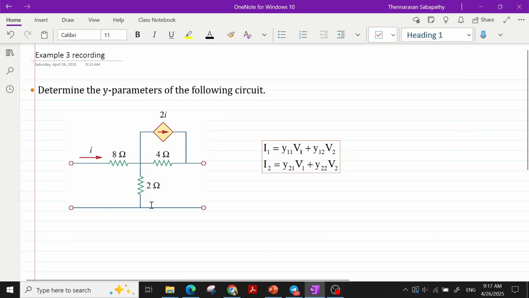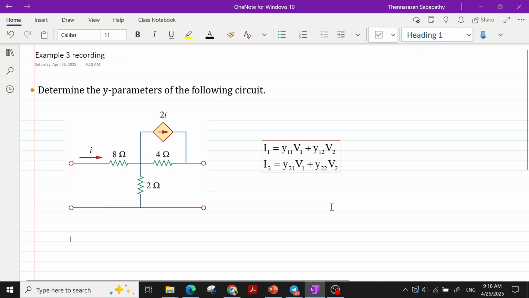Okay, in this example we will see how to calculate the y parameters for a given circuit which has a dependent source. So here we have a dependent current source. When we have this kind of question, it's better to start with the conventional method, and maybe the alternative method might be difficult. Anyway, we try the conventional method first.